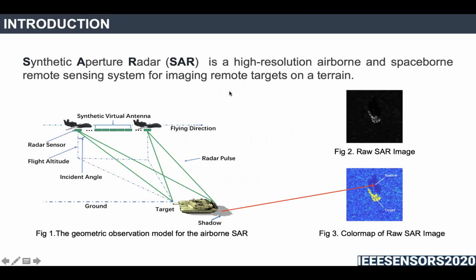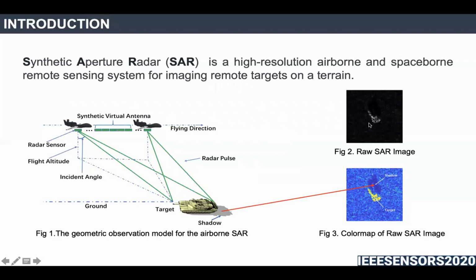When we are talking about SAR, it is short for synthetic aperture radar, a high-resolution airborne and spaceborne remote sensing system for imaging remote targets on terrain. As Figure 1 shows, in the geometric observation model for airborne SAR, the aircraft usually carries a radar sensor flying in a specific direction to generate a synthetic virtual antenna. The aircraft captures the ground target during the flight, and due to this observation model, we could capture the ground target carefully and clearly.